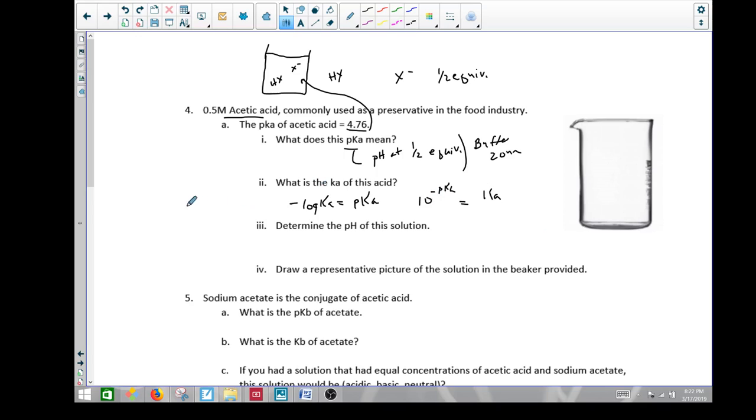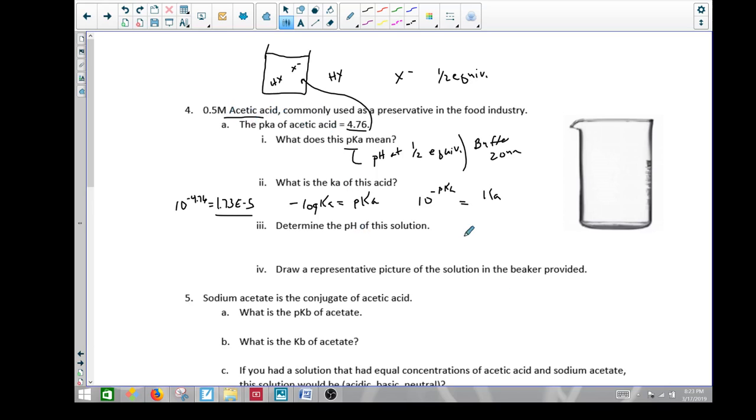All right, and that answers one of my questions. I'll put it here: 10 to the negative 4.76 equals 1.73 e to the negative fifth, and this is my answer. Determine the pH of the solution. So, 0.5 molar acetic acid.